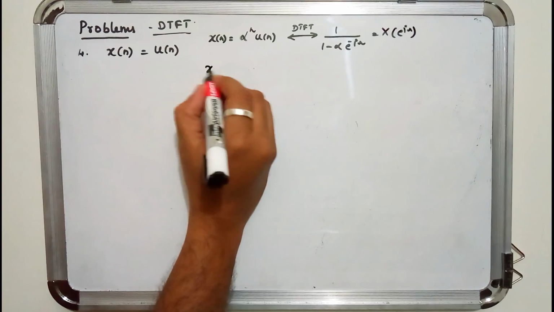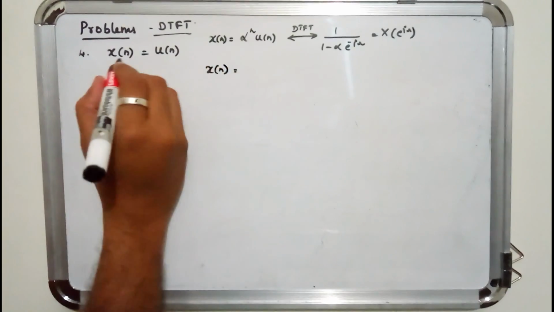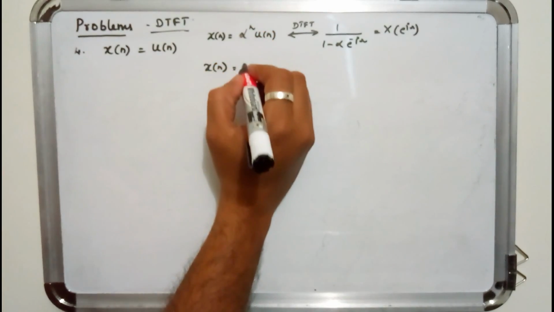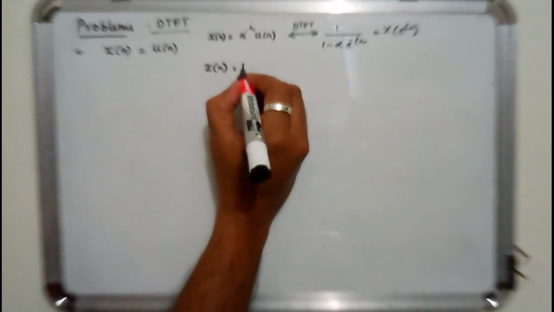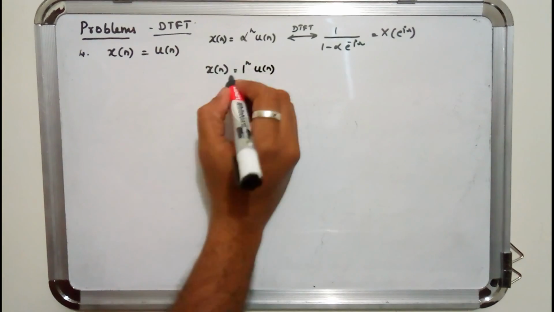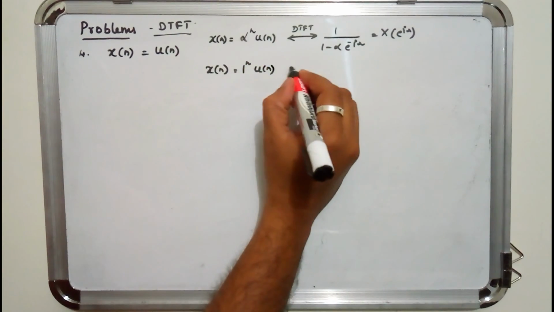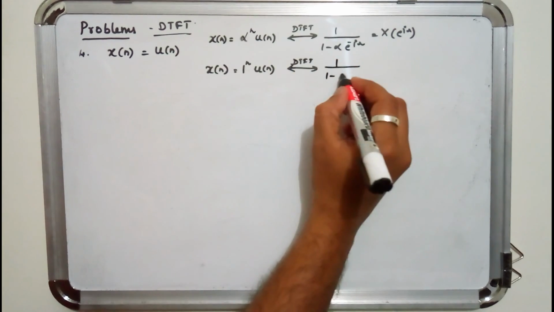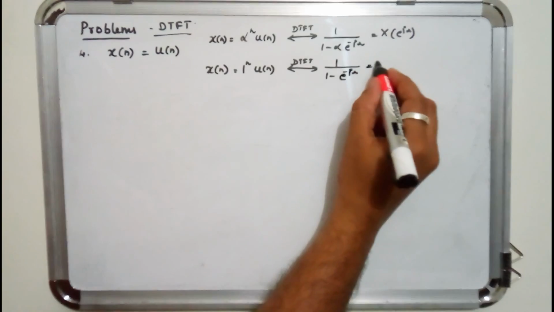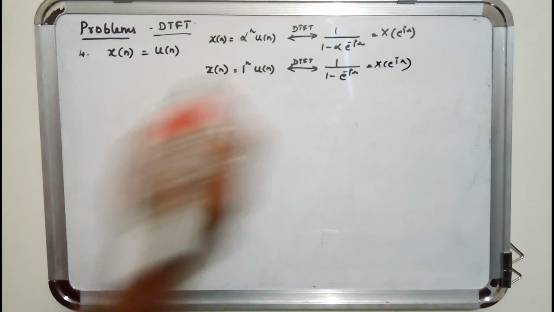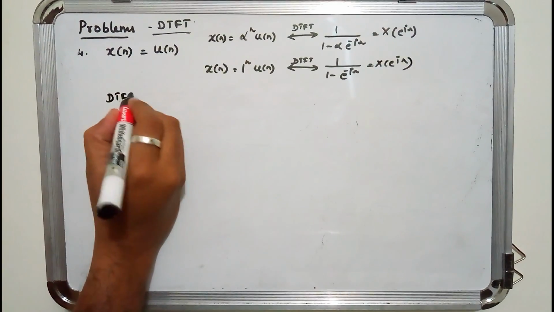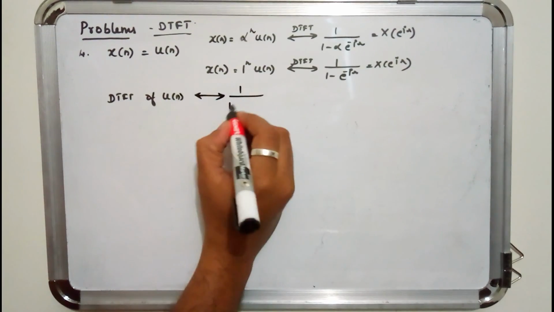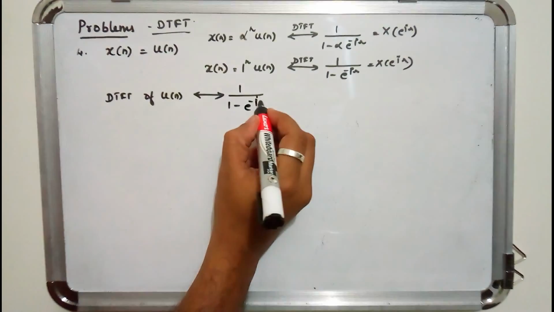Now in place of alpha I have 1 into u of n, so alpha has to be 1. So it is of the form 1 power n u of n. So 1 power n is what? Always 1. So it can be written as the DTFT with alpha equal to 1, so 1 by 1 minus e power minus j omega. So this is the DTFT of u of n. This is also a standard equation. It is 1 by 1 minus e power minus j omega.